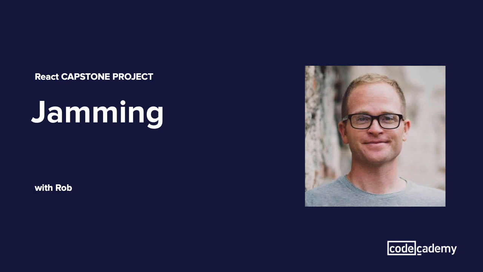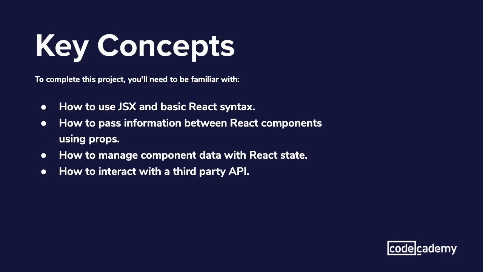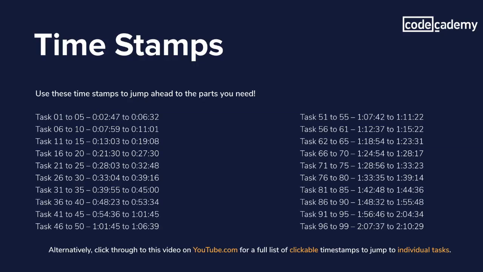In this video, we're going to walk through the React Capstone project, jamming. To complete this project, you'll need to be familiar with how to use JSX and basic React syntax, how to pass information between React components using props, how to manage component data with React State, and how to interact with a third-party API. This is a long project and a long video, but I've included some timestamps by step.